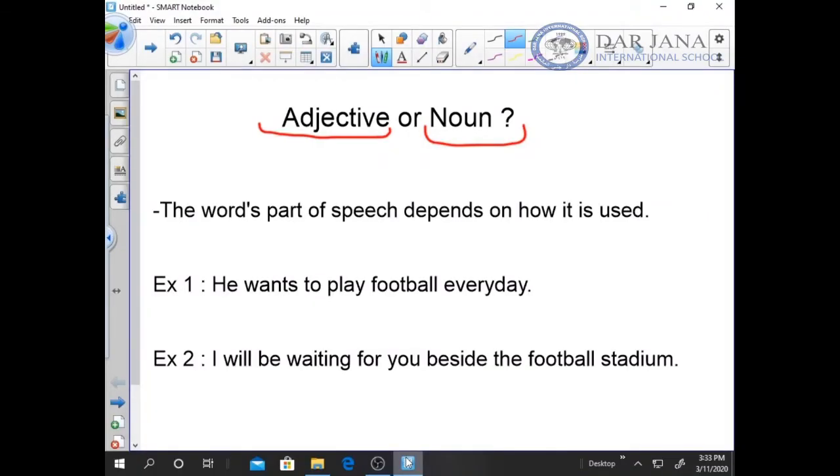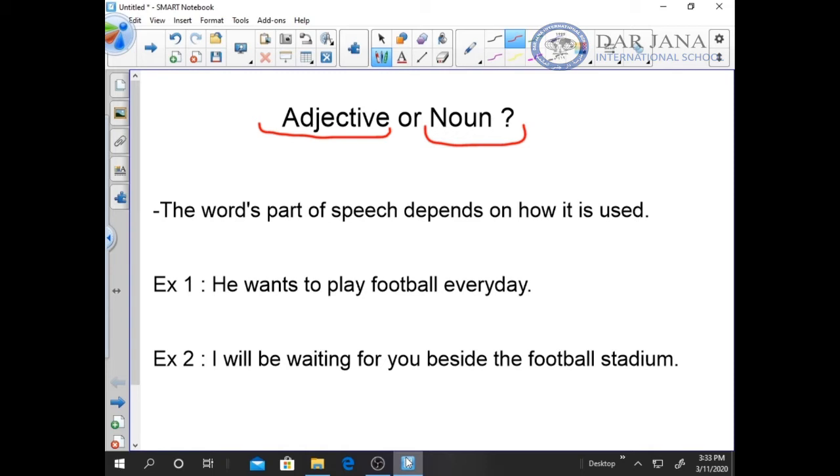To continue our lesson about adjectives, we need to know how to differentiate between an adjective and a noun, especially if the same word is used sometimes as an adjective and sometimes as a noun. We know that an adjective is a word describing the noun or the pronoun. It gives us details about the noun or the pronoun.